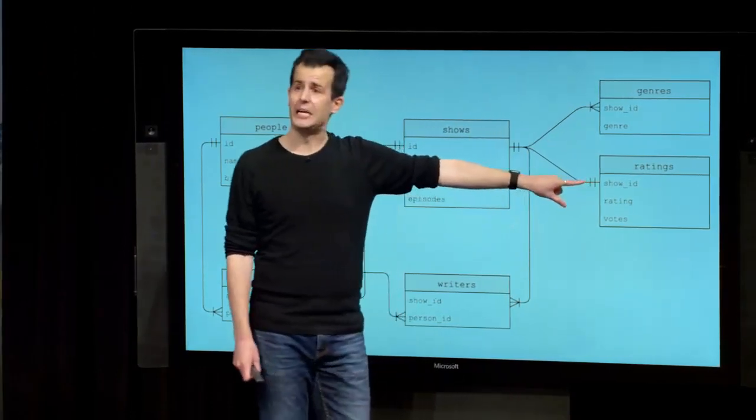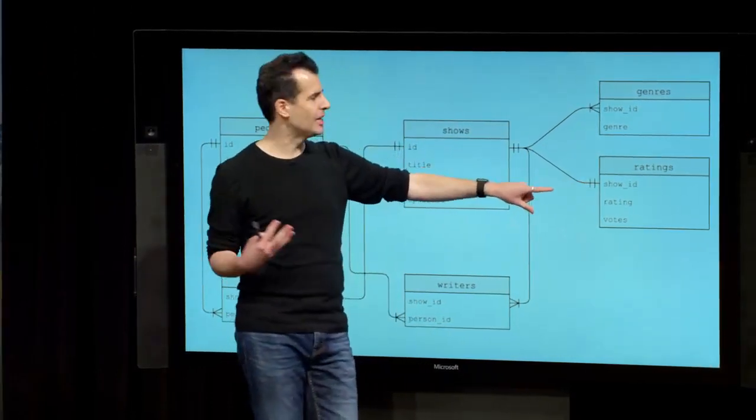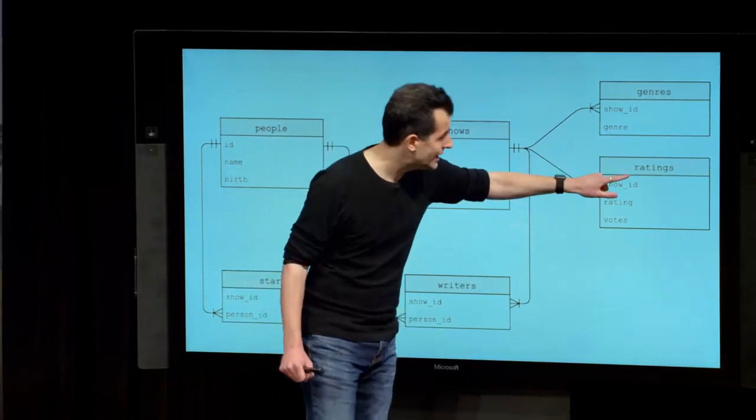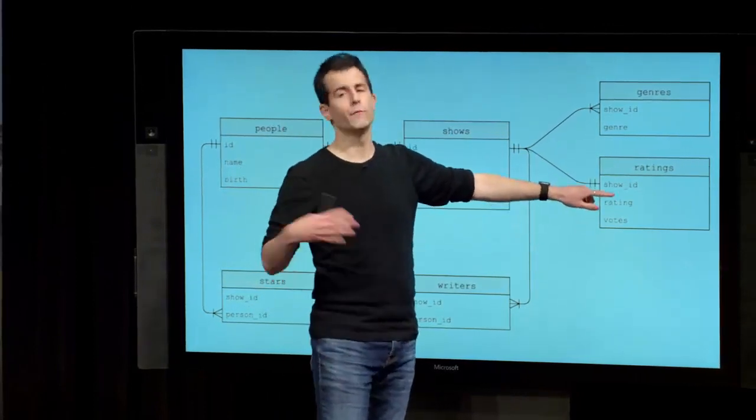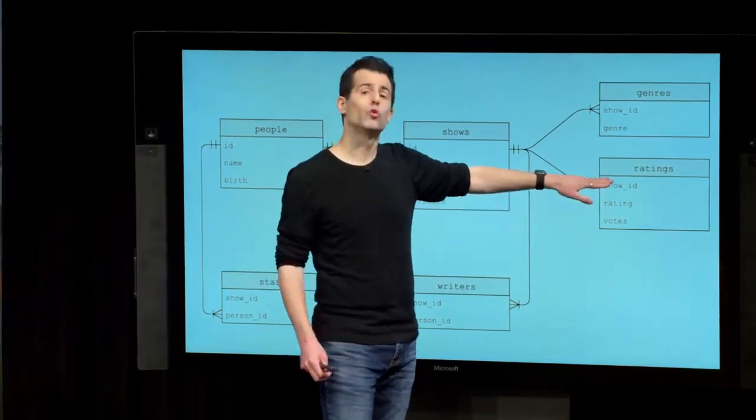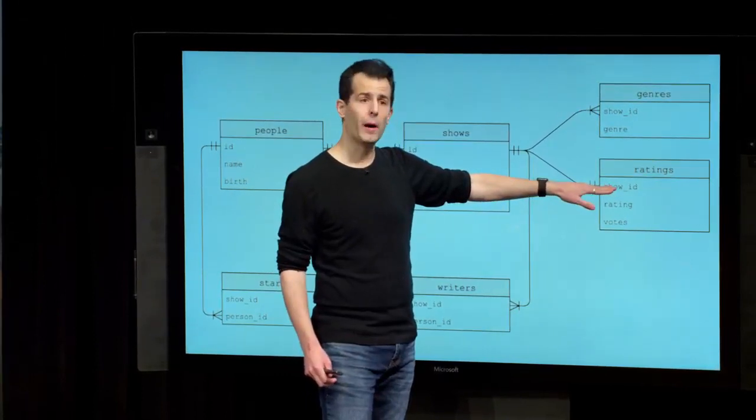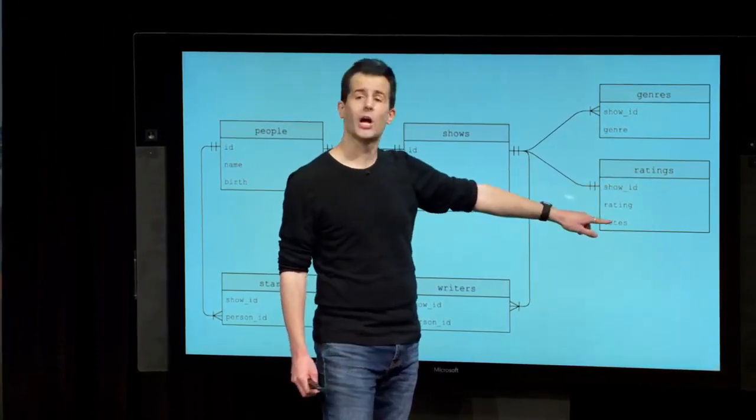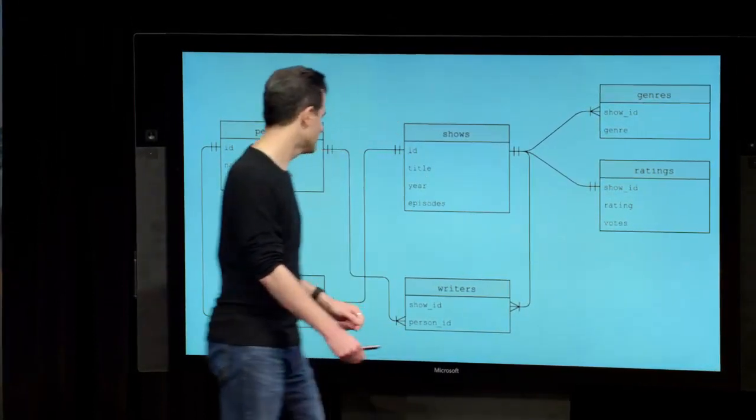But then there's a ratings table. And here's where you can see why relational databases get interesting. You can have a ratings table storing ratings, like 1 to 5, but also associate those ratings with a show by way of its show ID. And then you can keep track of the number of votes that that show got.